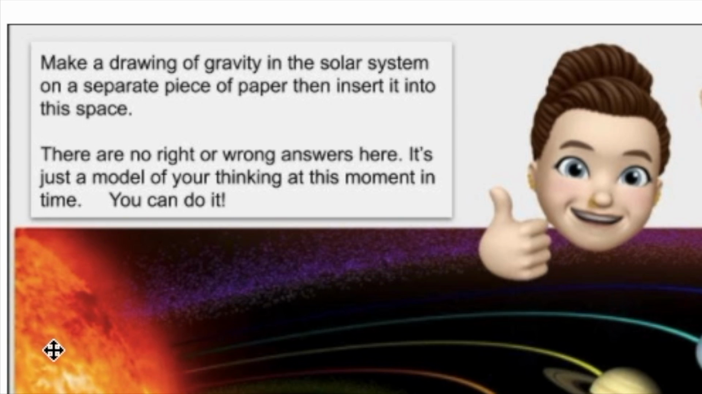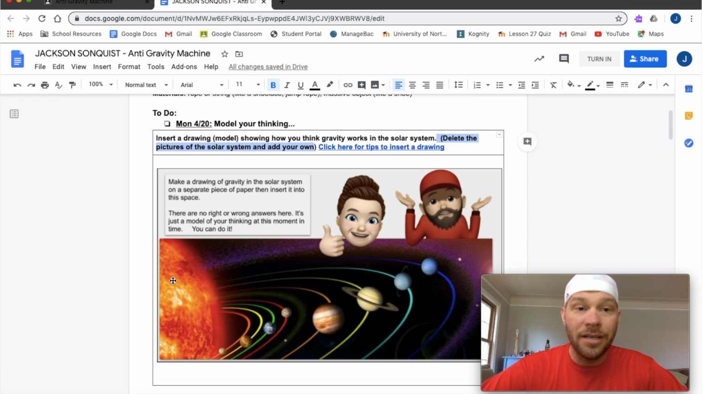This is super important. There are no right or wrong answers here. It's just a model of your thinking at this moment in time. Okay. Now, of course, it should do what it says. Show how you think gravity works in the solar system. So then you make that drawing and insert it.